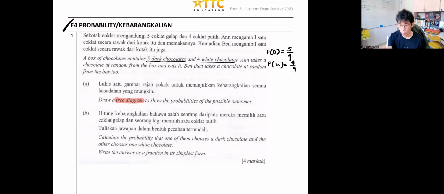Standard, as in what the student mentioned to me, which is good because you all managed to work out that it's SPM standard. Whenever they say who is the first one, whenever the sentence comes out, the first person, N, would be the first selection. So N takes a chocolate at random from the box and eats it. Ben then takes a chocolate at random from the box too. So that's the second one, Ben.